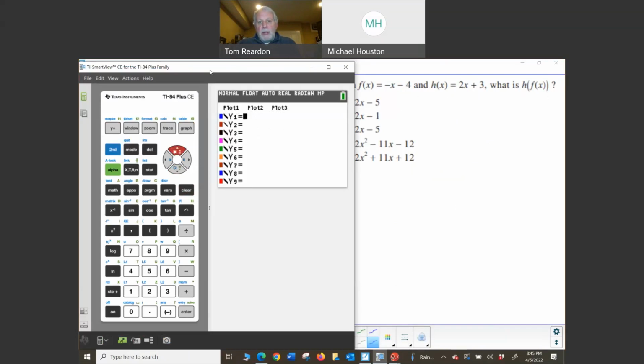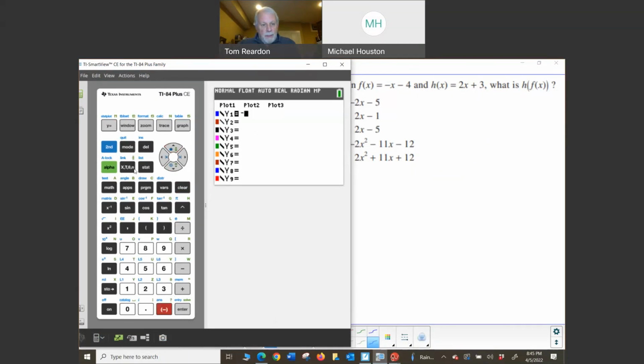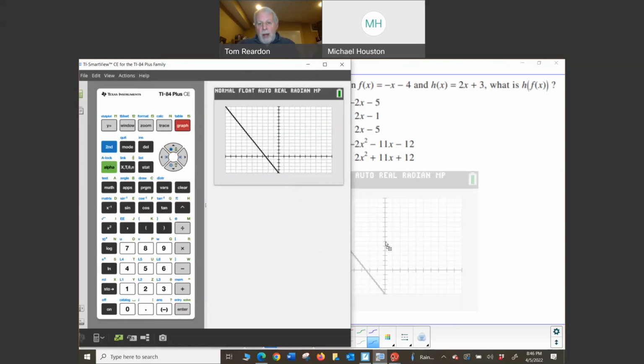So my f is going to go into y1, which is -x minus 4. And my y2 is going to have 2x plus 3. But my y3 is h of f of x, which is the reverse order. So it's going to be alpha trace, where the y guys are, y2 of y1 of x. Okay. And again, I'm going to turn off the other ones. I don't want those to mess up what I'm seeing. Sometimes I like to look at them in a classroom, I would, but on the test, no. And so here's my graph of the composition.